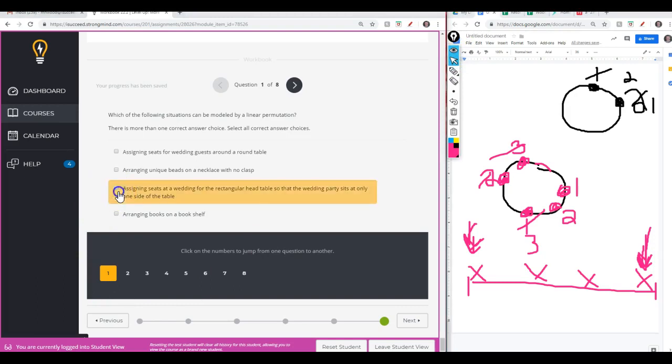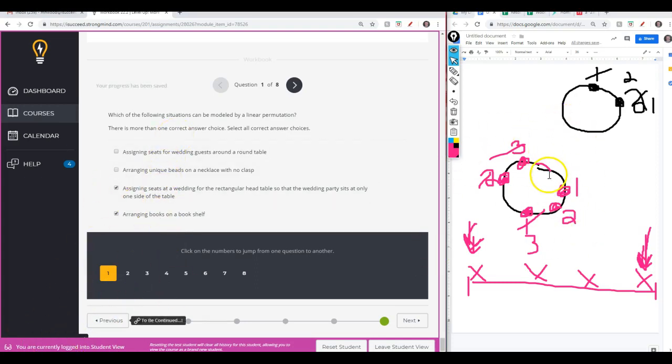And then arranging books on a bookshelf. Again, that is a linear permutation because you have an initial starting book that goes from left to right, and that is a designation for a linear permutation, that you have an initial starting place. So that's how I would go through and answer this question.